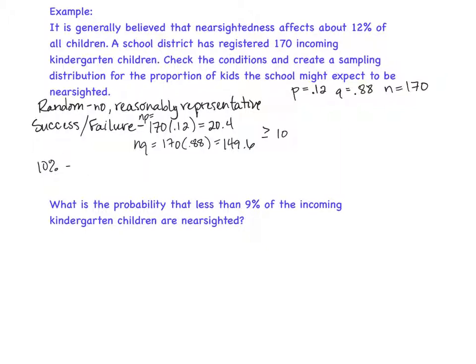presumably, if this is a large enough district, we have 170 is less than 10% of all incoming kindergartners. So assuming, and we can actually use students, this is just kindergartners, but we can apply this to students, there are at least 1,700 kids.